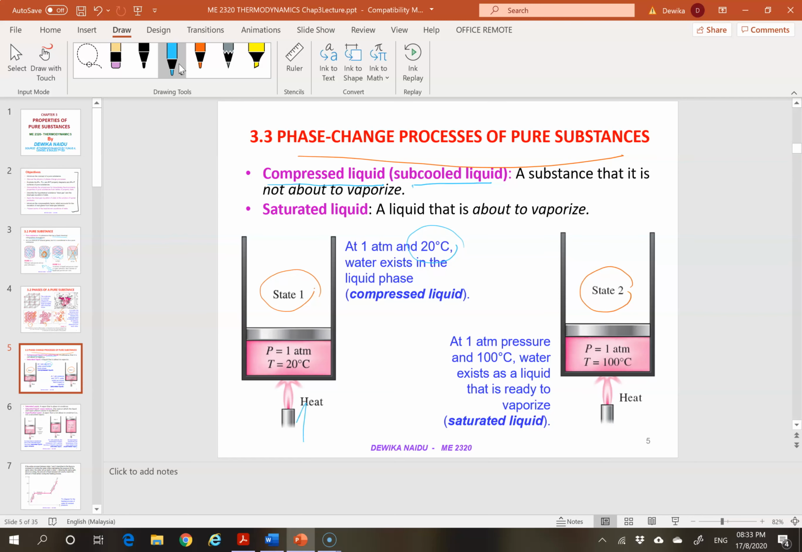Now you introduce heat. When you introduce heat in a piston that's closed, but of course this boundary can move, so what happens? The water will start boiling, right? So it will attain 100 degrees. When it attains 100 degrees and is ready to vaporize, it is known as saturated liquid. It means it hasn't vaporized but is about to vaporize.